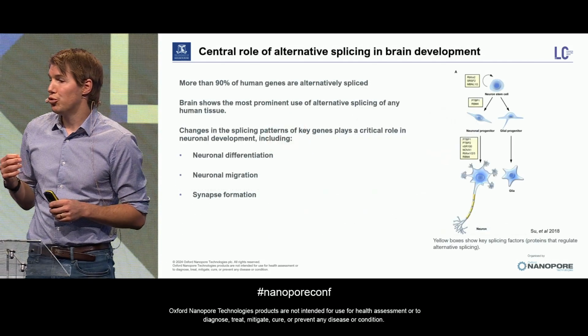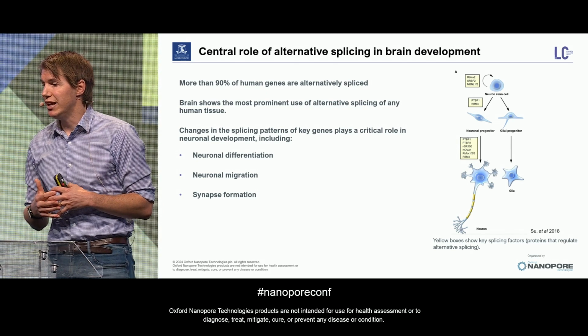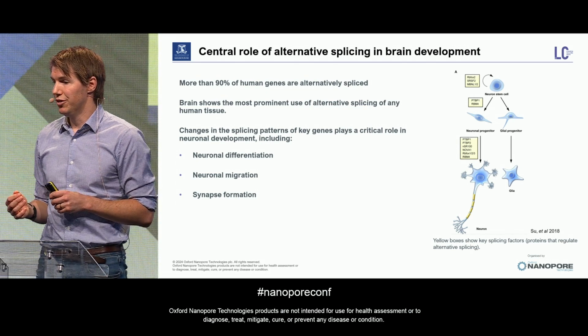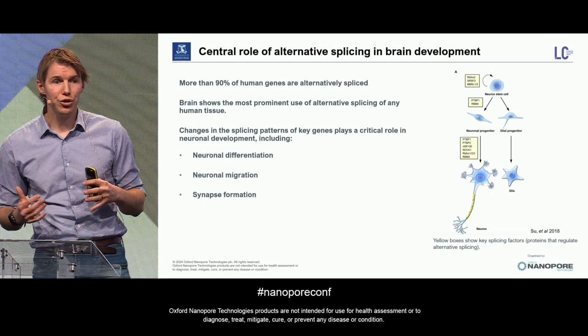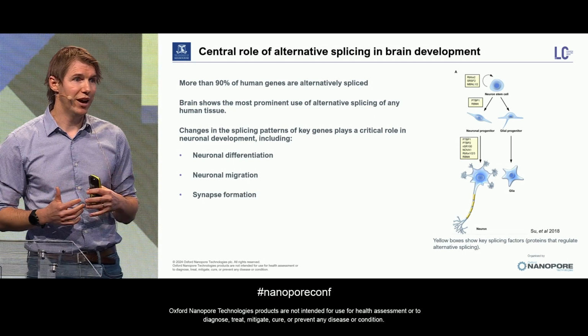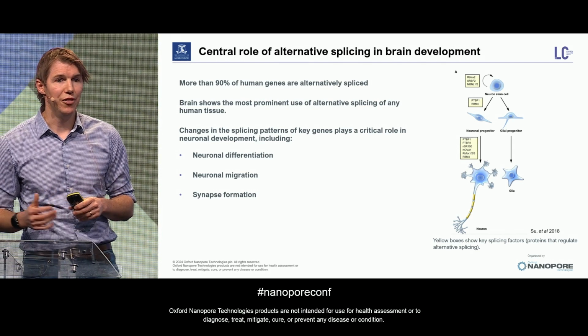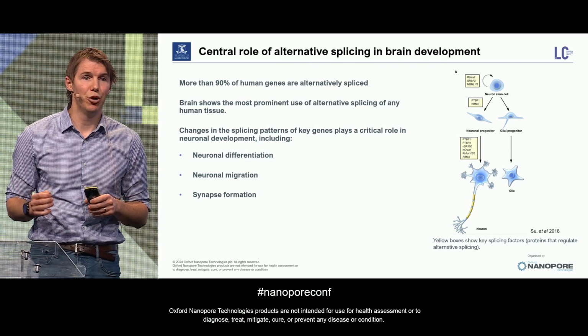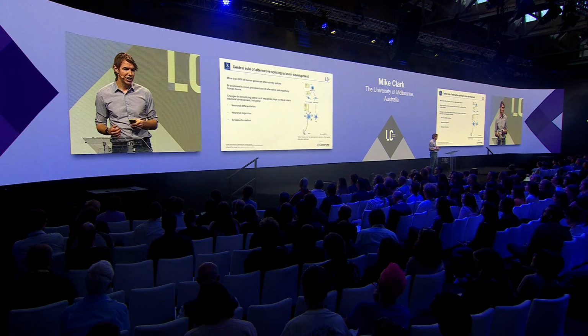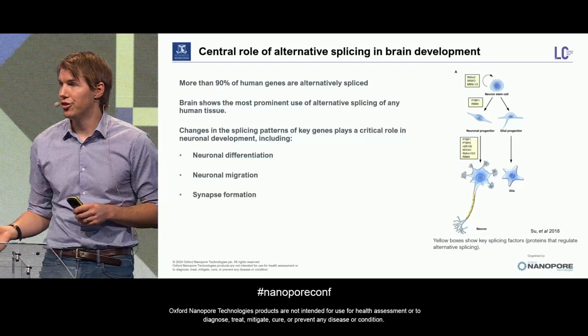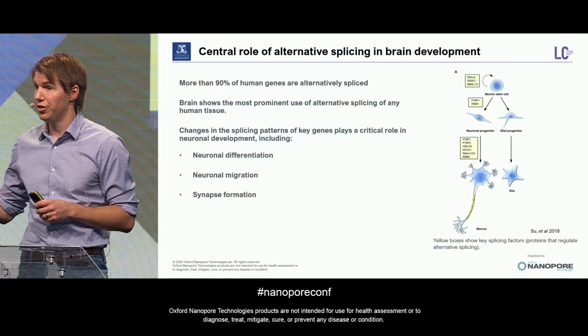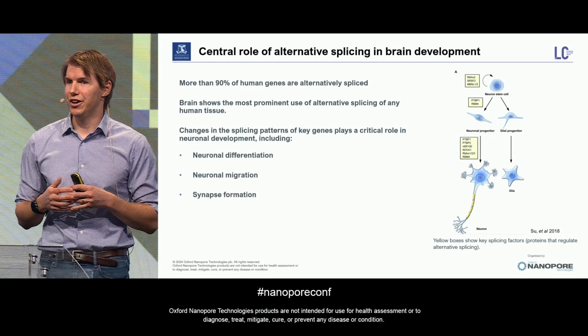Alternative splicing and alternative isoforms have a really key role in brain development. It actually turns out that almost all human genes have alternative splicing and create multiple RNA products. This is particularly the case in the brain, which has the most prominent use of alternative splicing of any human tissue. There's a whole heap of different processes that are driven or regulated by alternative splicing, and I've listed a couple here. This includes the differentiation of neurons from progenitor cells, neural migration, so that neurons can find where they need to go within the mature brain, and processes such as synapse formation.